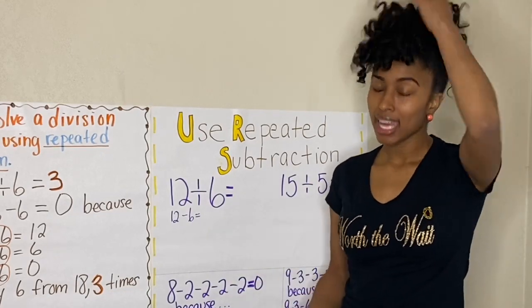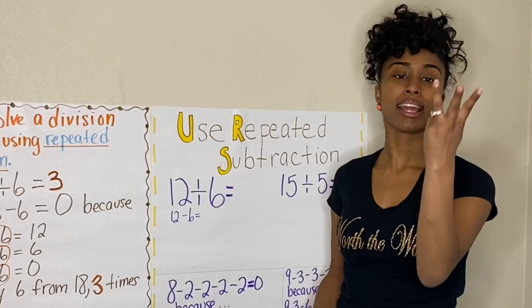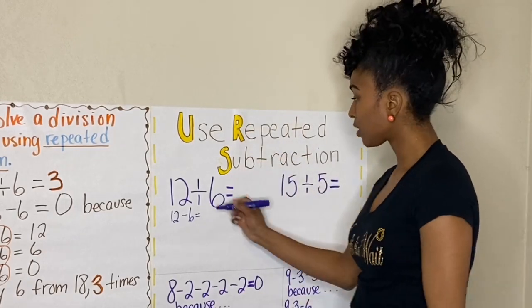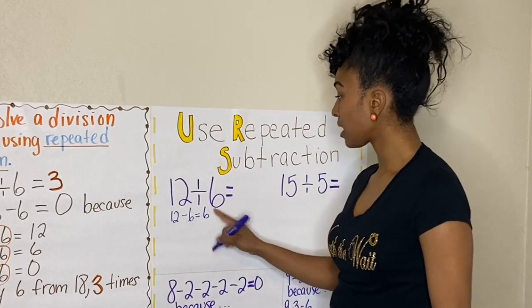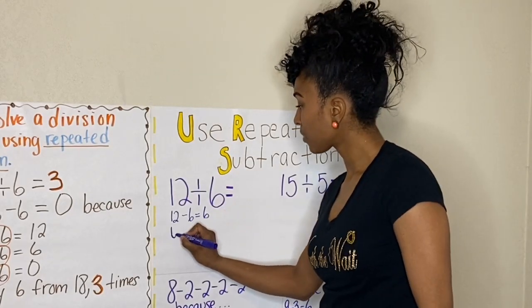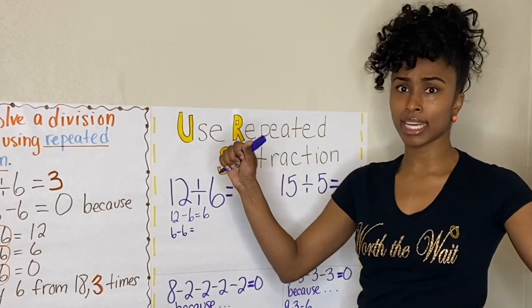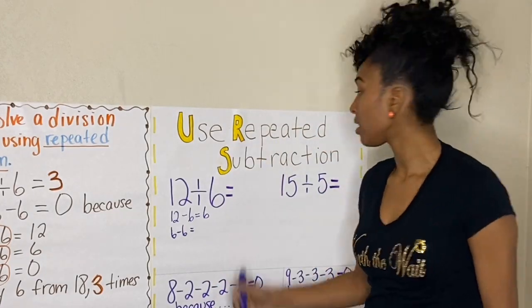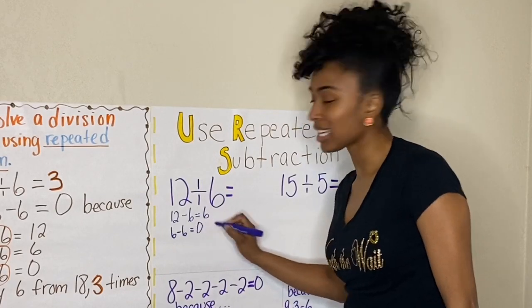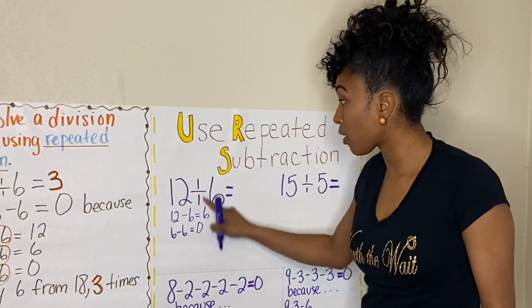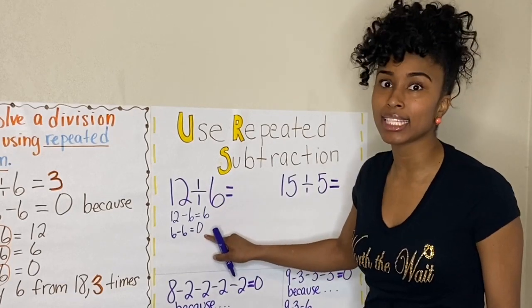I'm going to count on 6, 7, 8, 9, 10, 11, 12. That was 6. So 12 minus 6 is 6. Now I take that answer and I subtract 6 again. 6, take away 6, it's 0. So 6 minus 6 is 0. All right, I got 0. Remember, I take away my divisor until I get 0.